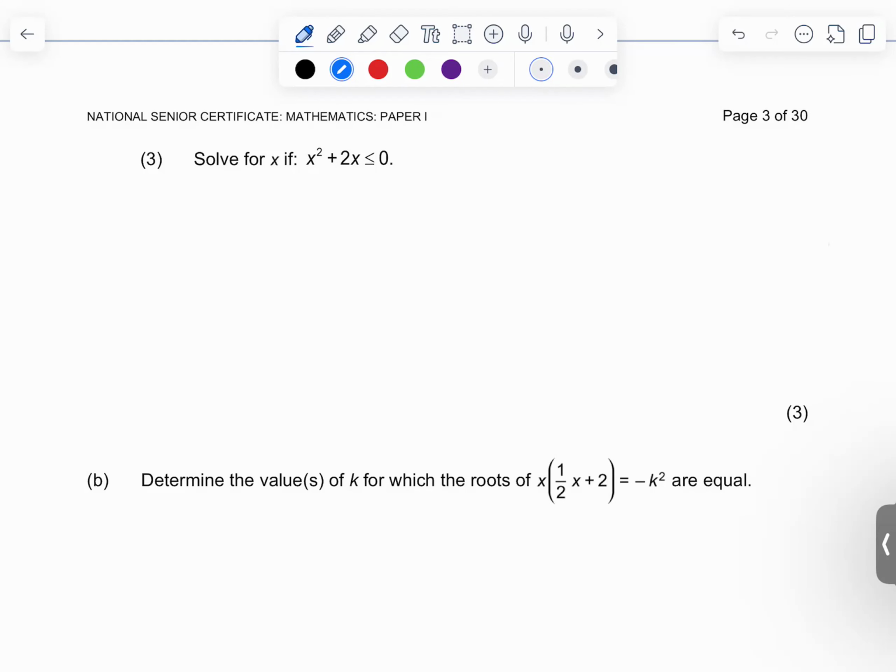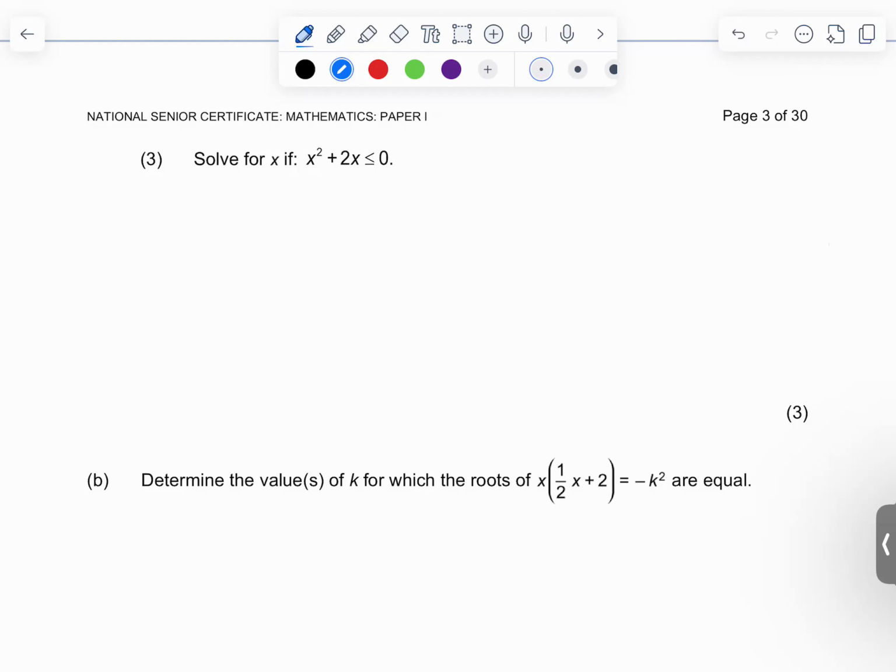If there are brackets or fractions, get rid of them. Step number 2, write the equation in standard form. Step number 3, factorize. And step number 4, take each factor and equate it to 0. And then solve for x, which is the last step, step number 6.